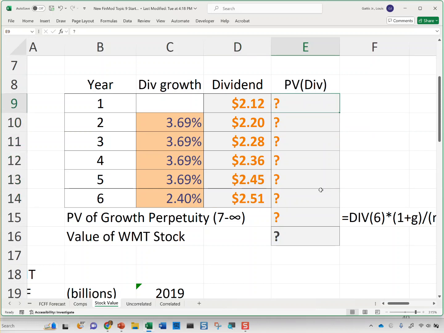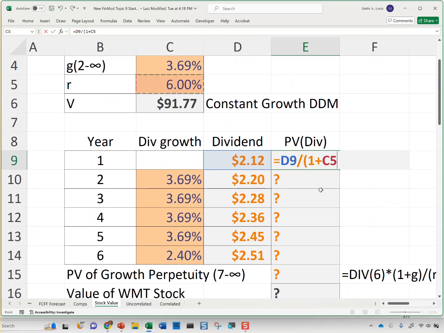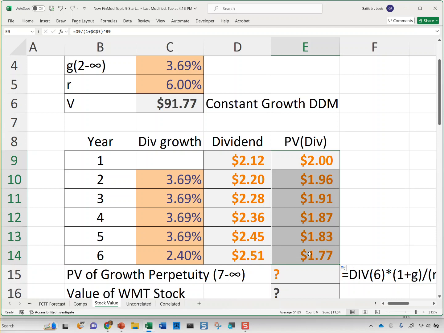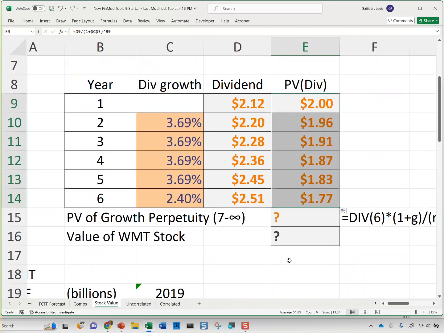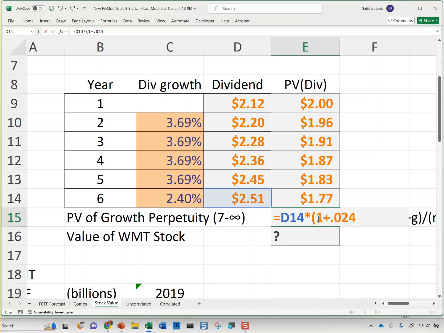So let's take the present value of these dividends. I can just take the dividend divided by 1 plus the discount rate, and I'll anchor that discount rate to the 1 power. Copy that down. Now I have the present value of dividends from year 1 through 6. However, we're going to assume that the company lives forever, or at least pays dividends forever. So here's what I'm going to do. I'm going to take that period 6 dividend and multiply it by 1.024. That is now the period 7 dividend, the dividend that's going to be received 7 years from now.